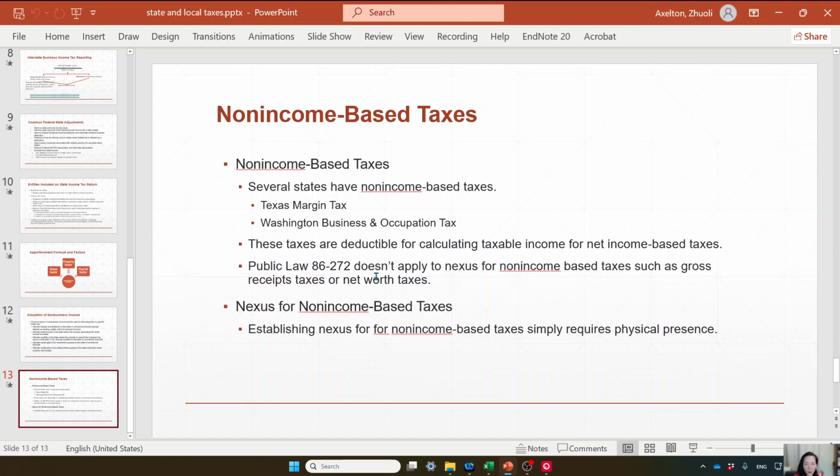And there are also some non-income based taxes, which are beyond the scope of this course. We're not going to look at them in detail, but since we're talking about local and state tax, it's something to keep in mind. At a state and local level, there could be some other tax which has nothing to do with income tax or sales tax, but it serves a specific purpose. Something for your information.